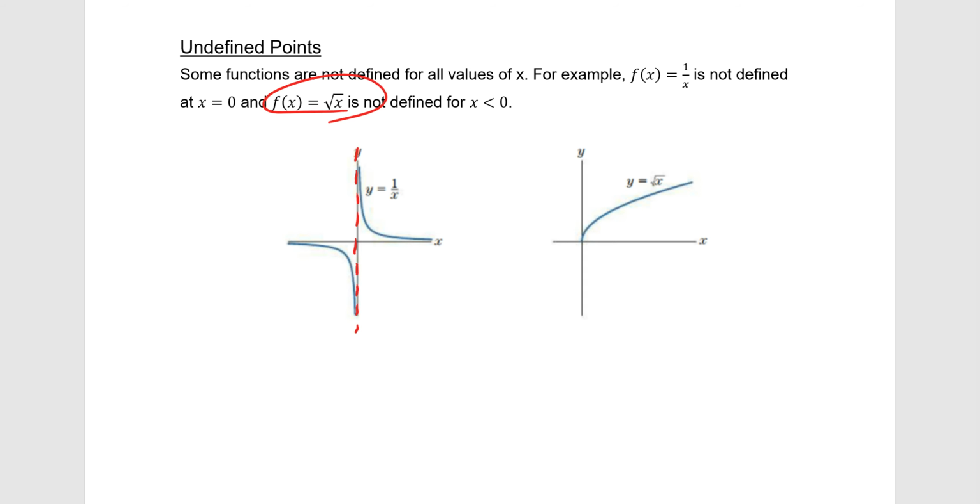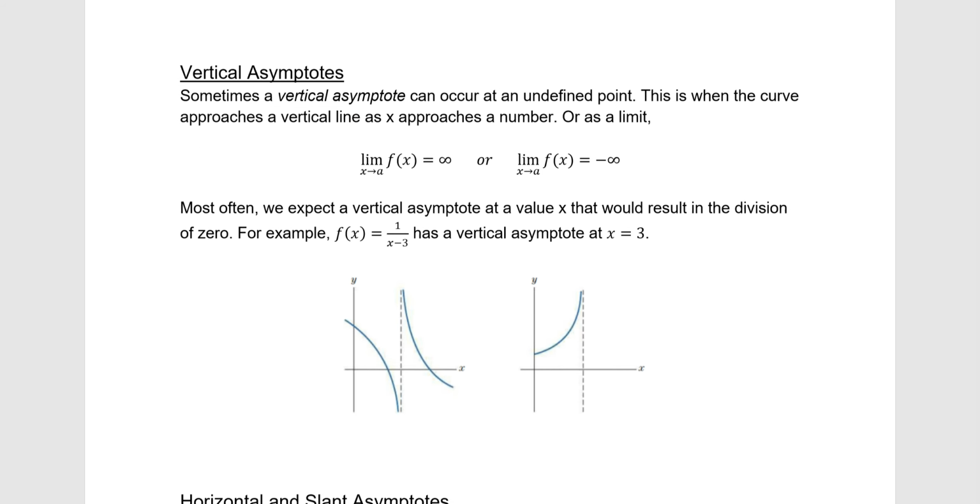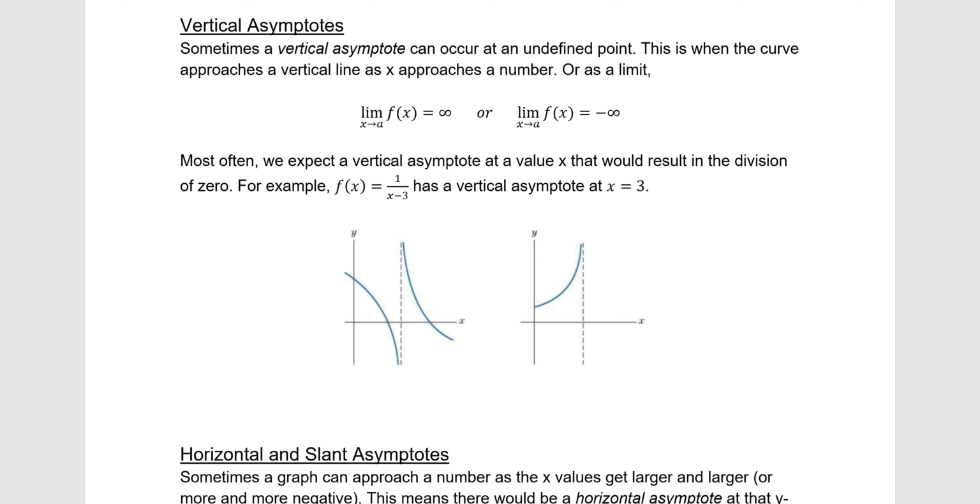And if we have the function f of x is the square root of x, this is not defined for negative numbers because we can't take the square root of a negative and still get a real number. That would be imaginary numbers. So this is what this graph looks like over here. It looks like half of a parabola on its side. So that brings us to vertical asymptotes, which we just mentioned.